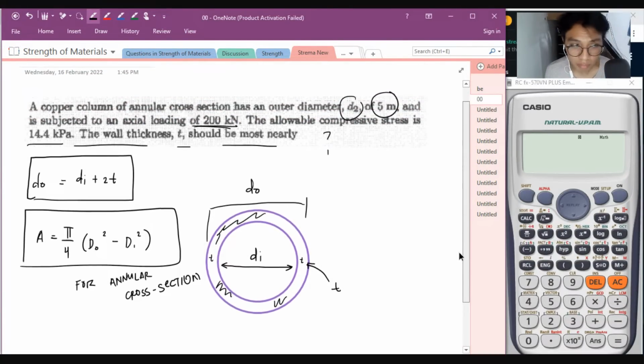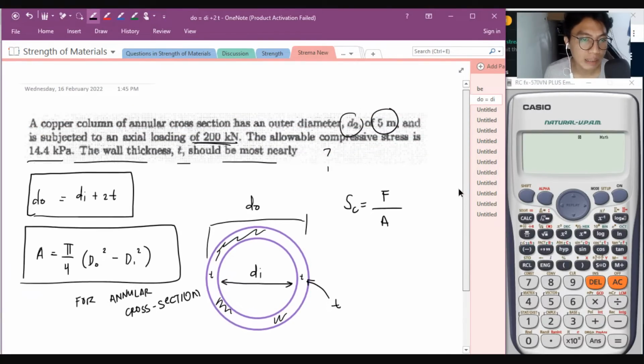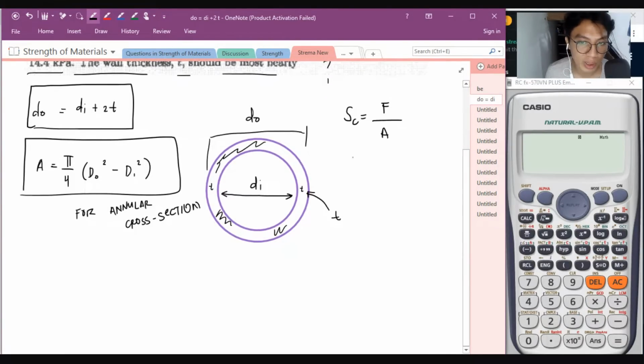Now, again, the compressive stress is equal to force over the area that it is directed upon. Now, what we are getting here is the thickness. So, let's look, we will get the area. Let us reform. SC is equal to force divided by the area, pi over 4 times do squared minus di squared. But we don't have any di.